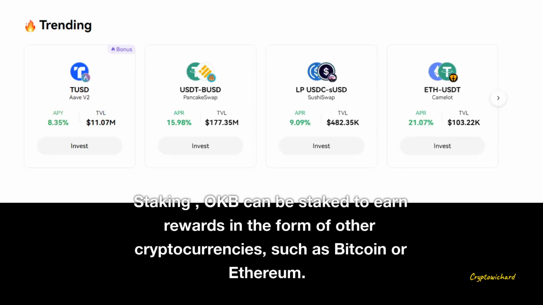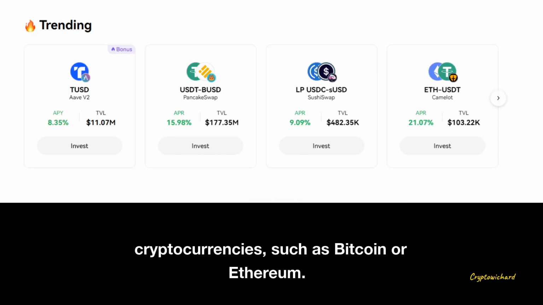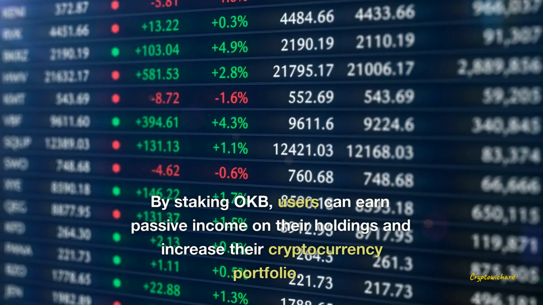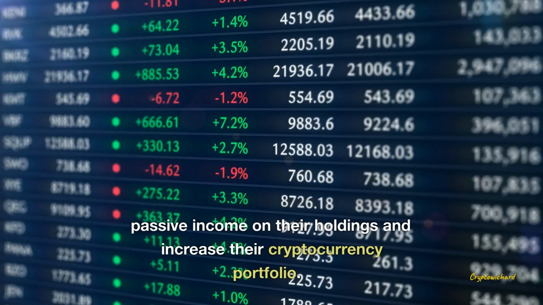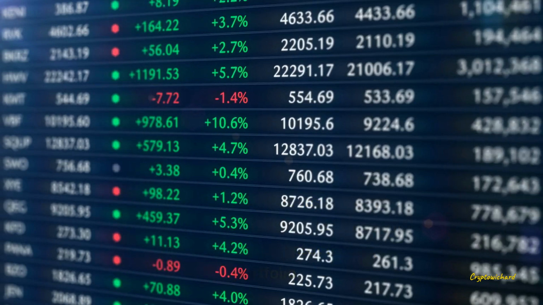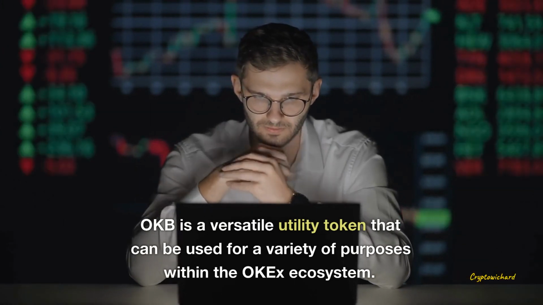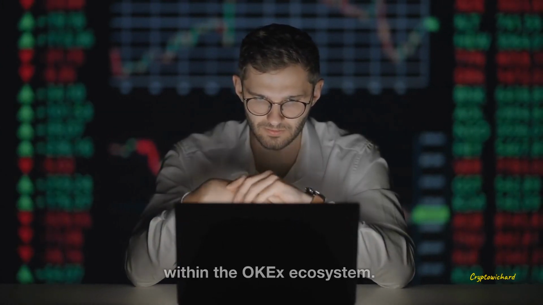Staking. OKB can be staked to earn rewards in the form of other cryptocurrencies, such as Bitcoin or Ethereum. By staking OKB, users can earn passive income on their holdings and increase their cryptocurrency portfolio. OKB is a versatile utility token that can be used for a variety of purposes within the OKEX ecosystem.